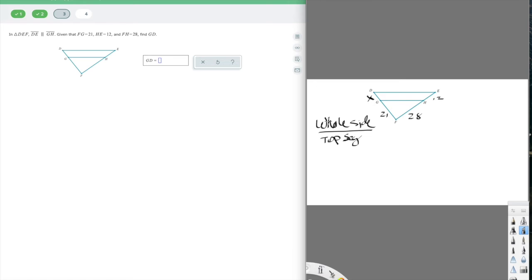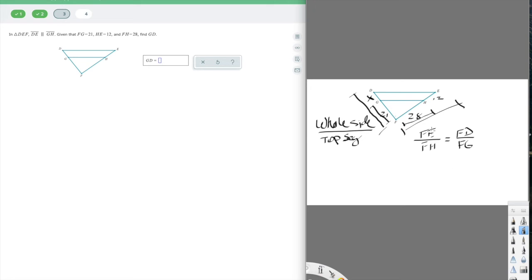So if we use the proportion, we're not really going to do anything with the parallel lines. I don't know anything about them other than they're parallel, but we are going to use the whole side, which is FE, over the top side, from the vertex to the parallel line. So that's FH, and that's going to equal the whole side of the other segment, or if we were looking at the parallel lines, it'd be the longer parallel line. So in this case, we're looking at the other side, FD, to that first segment, which is FG. I'll do a little line here like I did on the other side. So now let's go ahead and fill this in.